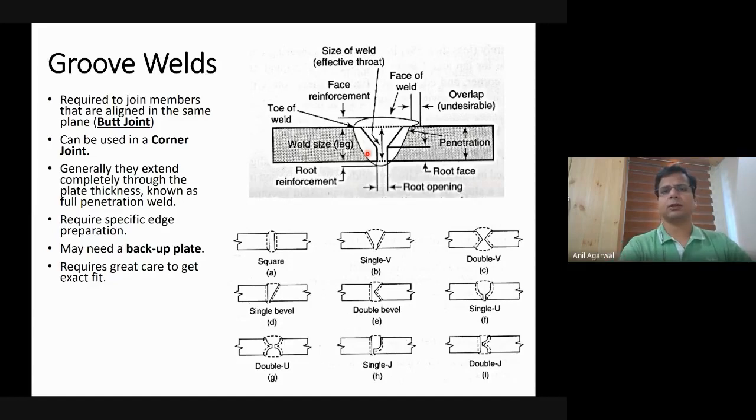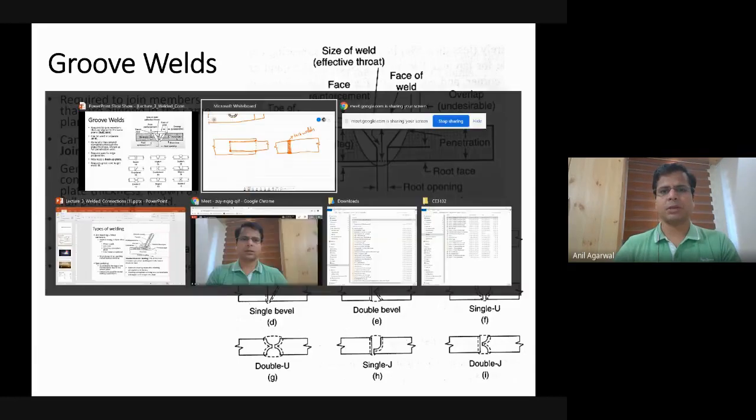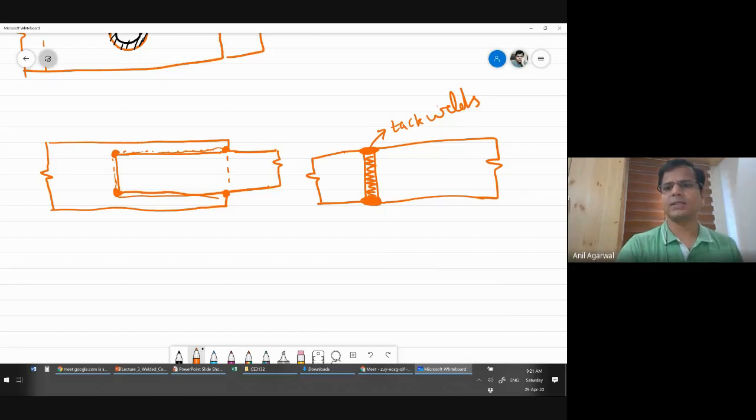Typically these kinds of joints are known as butt joints. We'll talk about them maybe later. And this kind of weld can very easily be provided at corner joints. What do I mean by corner joint? One example is this one. This is a groove weld.